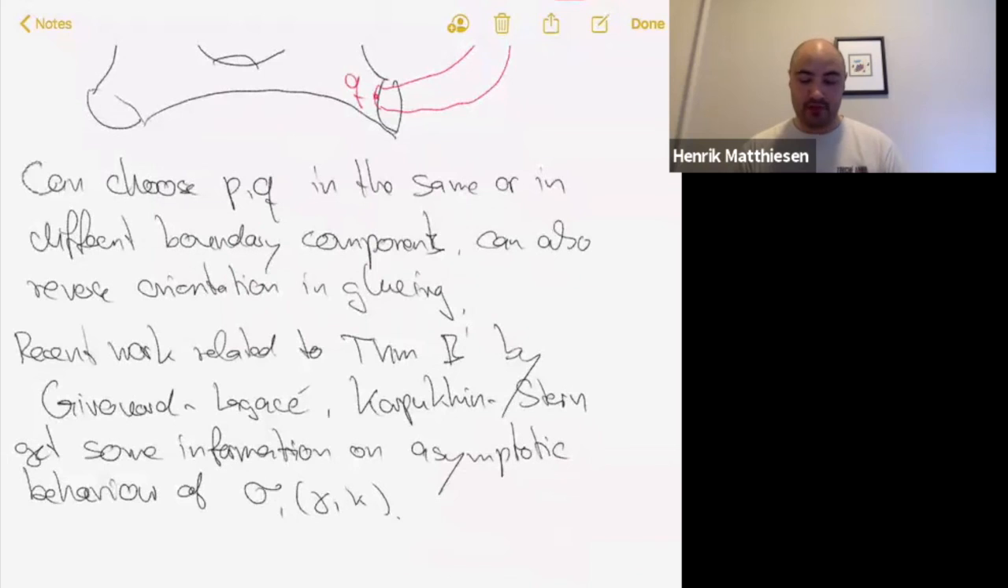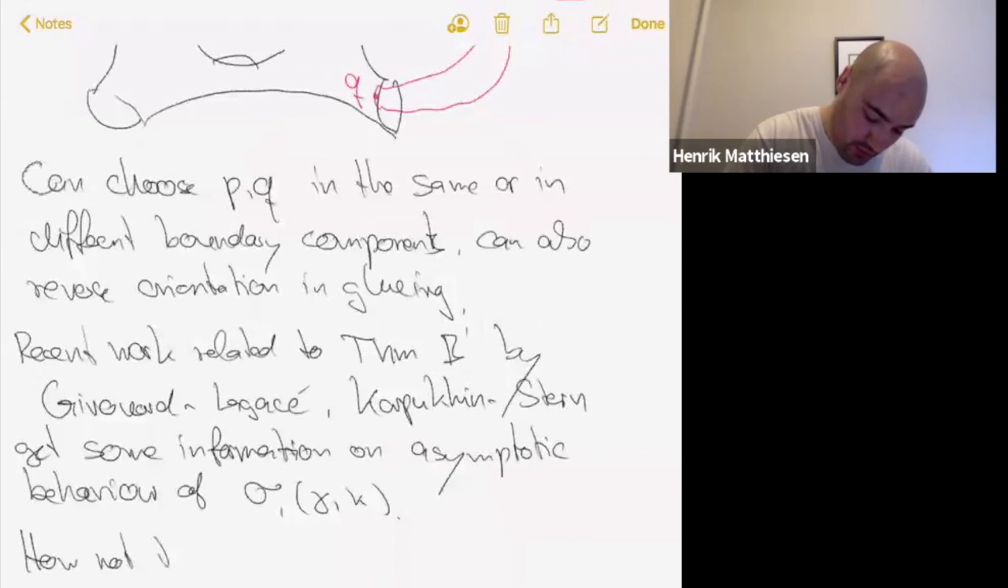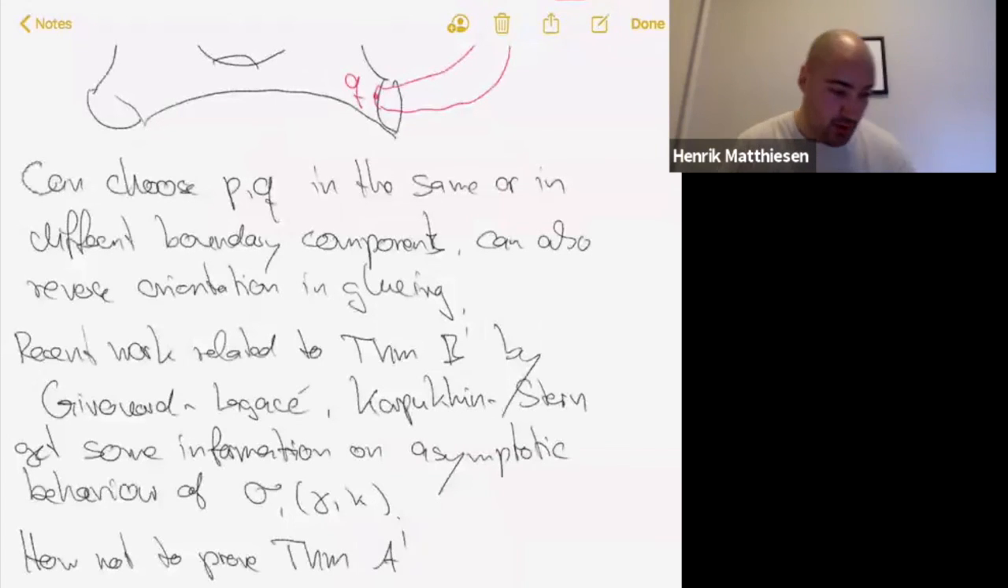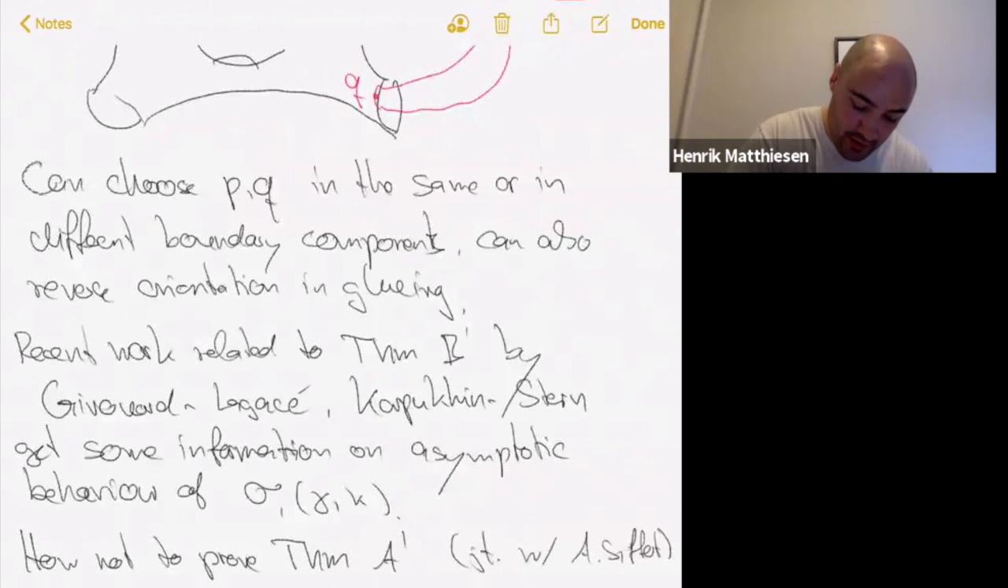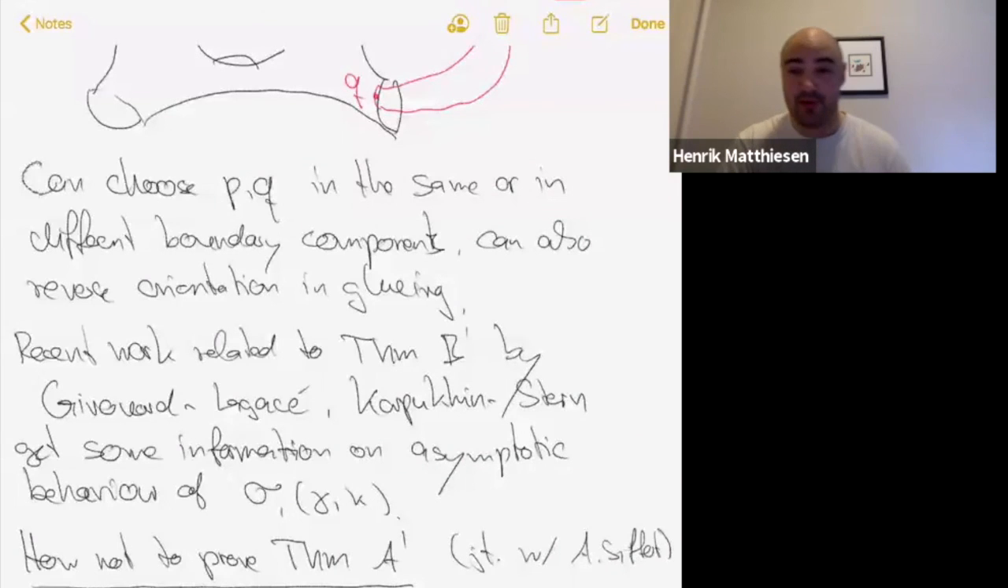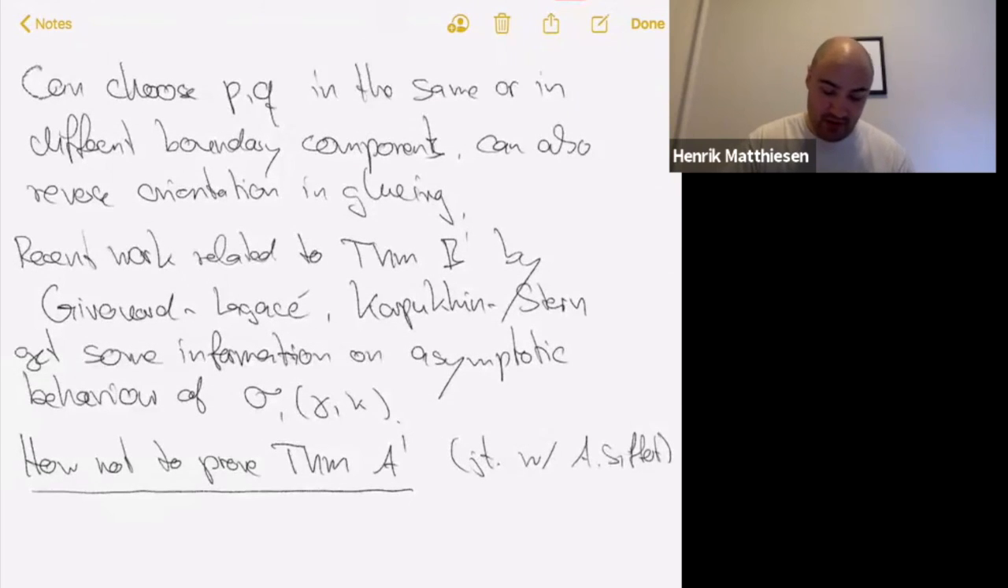Okay, so the first step in proving these things is figuring out how not to prove it and understanding why. So step 1 is how not to prove theorem A prime. Again, this is joint work with Anna Siffert. So let me tell you how not to prove it. Here's how not to prove it.